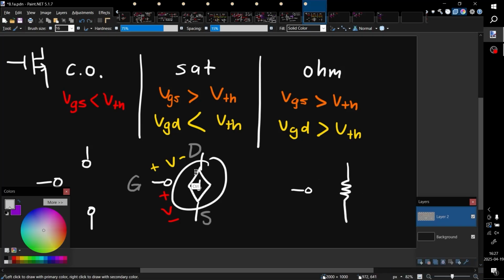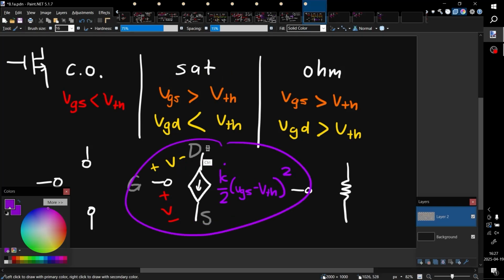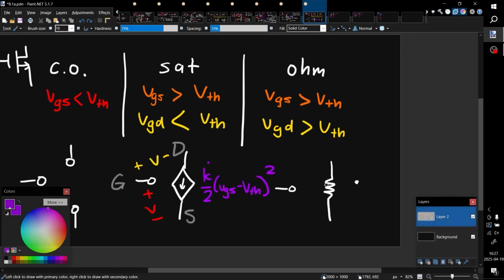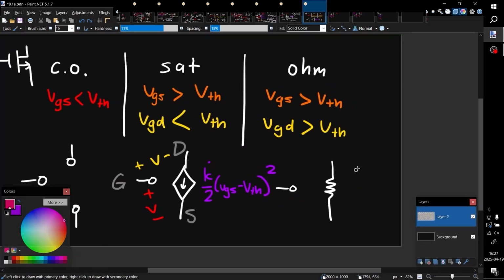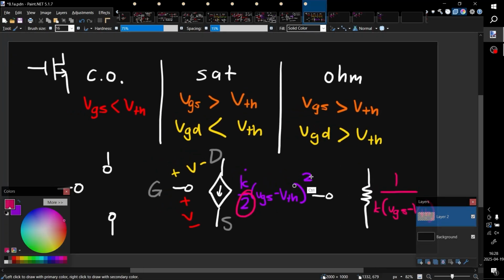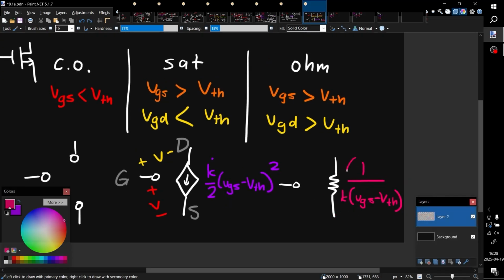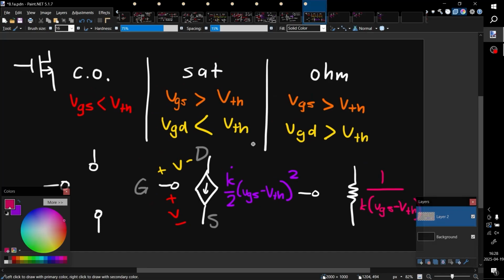Ang value pala natin dito is K over 2 VGS minus VTH squared. Okay, ito yung value natin for saturation current. For ohmic naman, ang value natin dito will be 1 over K, VGS minus VTH, minus 2. Okay, ang remembering factor ko dito is may 2 ka dito dahil yung saturation, dalawang states nakikita niya kasi nasa gitna siya. So may 2 dito, may 2 dito. So ohmic naman, wala kang 2. Kasi isa lang nakikita niya, si SAT. And so, goods pa naman, no?